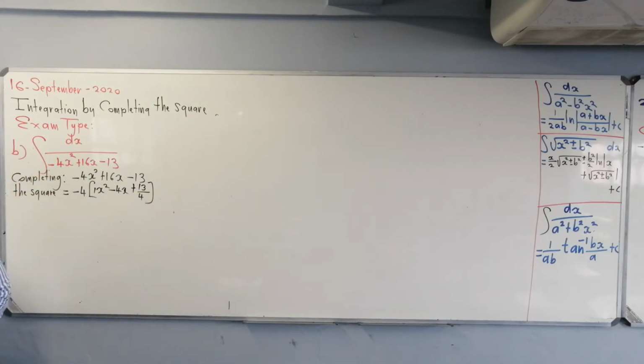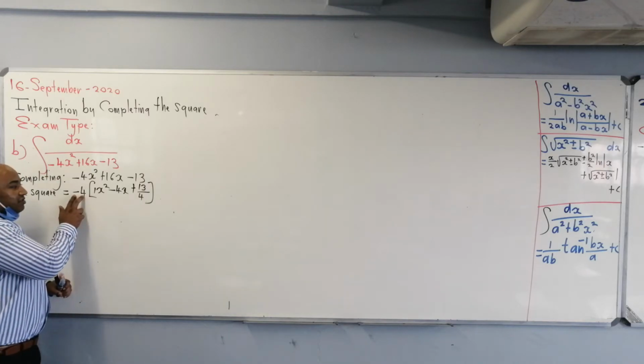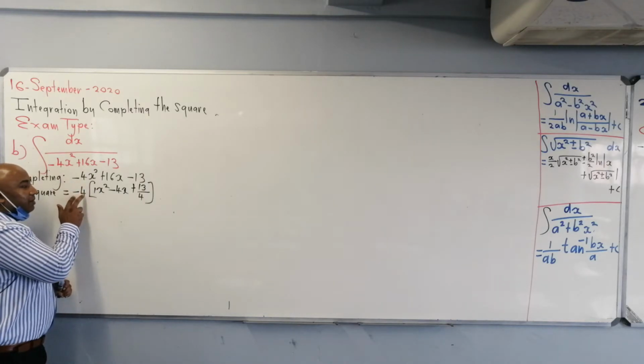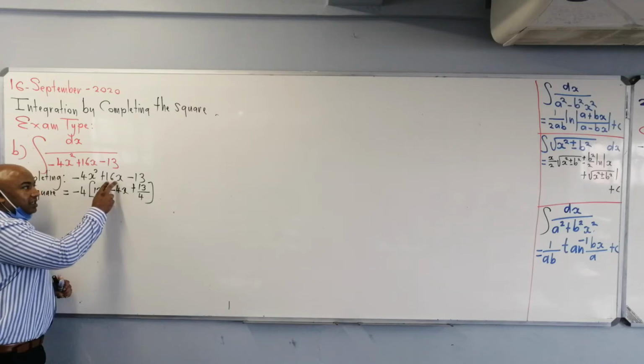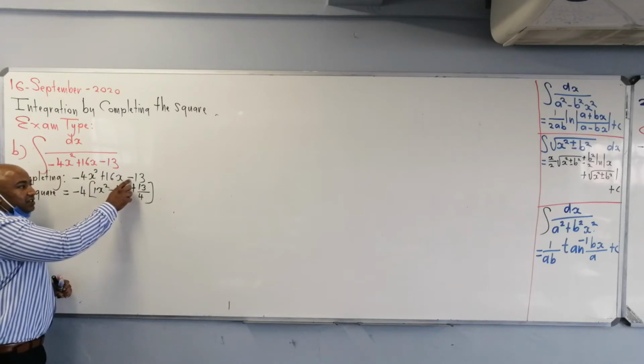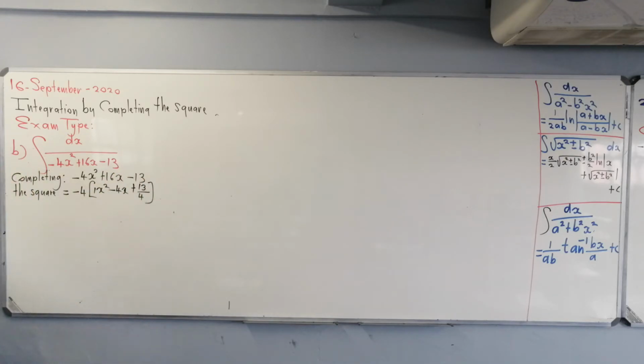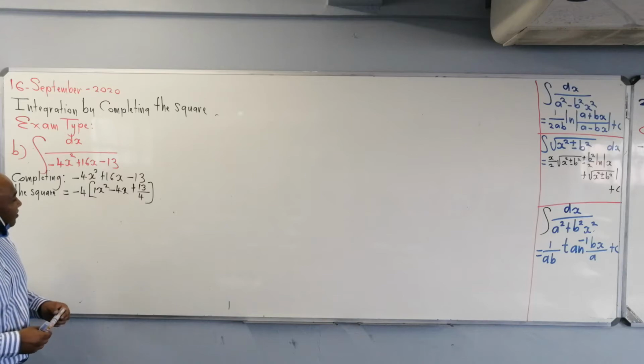Double check, when you take out a negative, all the signs will change. So minus 4 times x squared is minus 4x squared. Minus 4 times minus 4x is positive 16x. A negative times a positive gives you a negative 4 and 4 cancel. You end up with your 13. Right, so that was taking out a common factor.